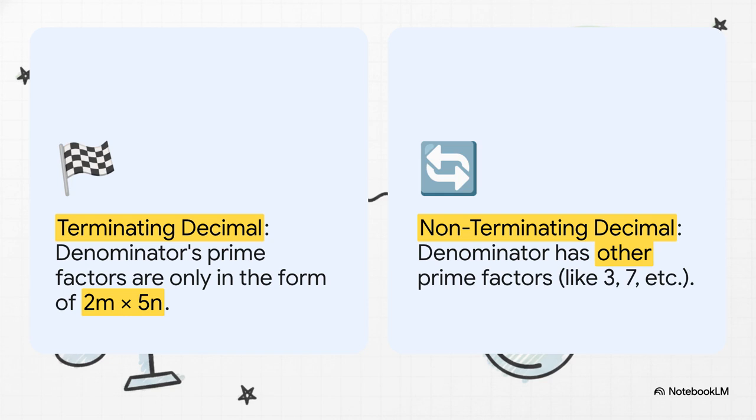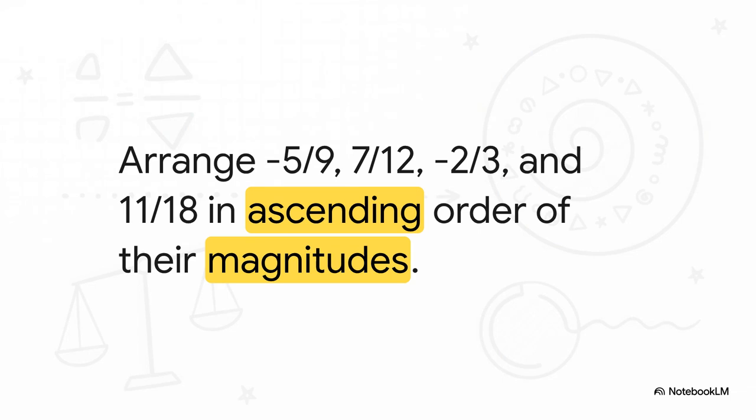Okay, here's a pro tip for you, a real game changer for your exams. How can you tell if a fraction will give you a terminating decimal without actually doing the long division? It's all in the denominator. Just break it down into its prime factors. If the only prime factors you see are 2s and 5s, it will terminate, guaranteed. Any other prime factor in there, like a 3 or a 7? Nope, it's going to be a non-terminating recurring decimal. It's a fantastic shortcut.